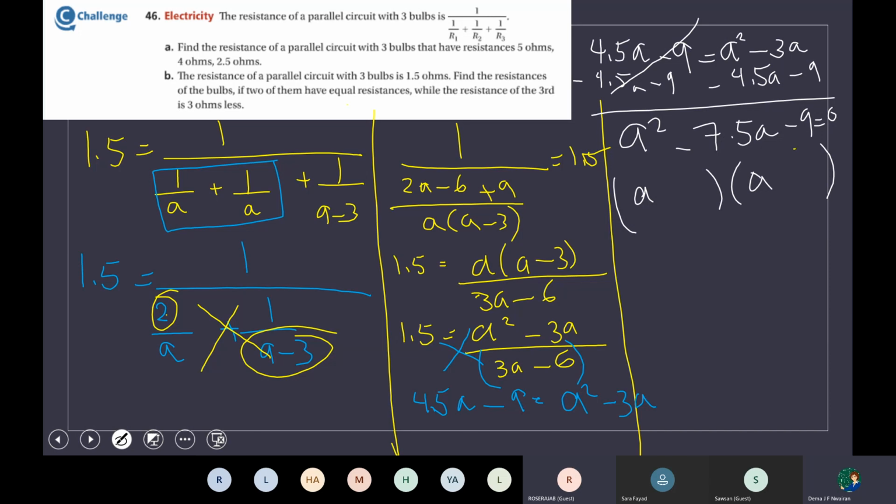Oh yes, I think I did something wrong. I was going to say, if you distribute A to A minus 3, isn't it supposed to be A squared minus 3A? Here, you mean here? Yeah. Why is it 3A minus 6? Because, teacher, that's what I am asking. How is it 3A minus 6? And it is written in the denominator that A times A minus 3, which is A squared minus 3A.